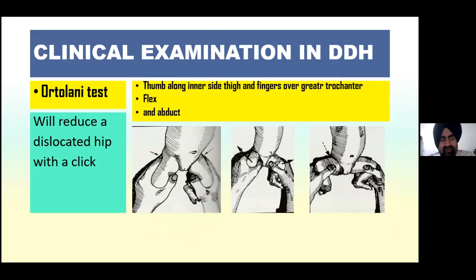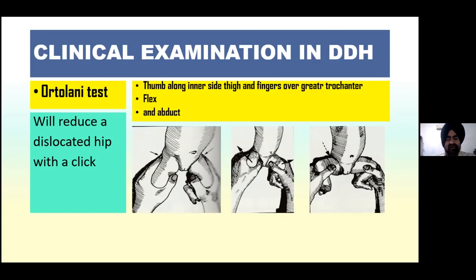One is the Ortolani test. It is done with the thumb along the inner side of the thigh and the fingers over the greater trochanter; flex and abduct. It will reduce the dislocated hip with a click. This is the Ortolani test, done for screening for congenital dislocation of the hip.